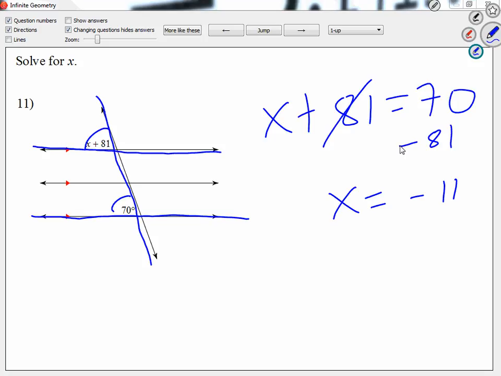So once again, we're doing the same idea of corresponding, alternate exterior, and same side interior. Remember from the four rules that we have, same side interior is the only one that is not equal. You add everything and it equals 180. Same side interior, that's the only one that's different. Alright, any questions up until number 20?